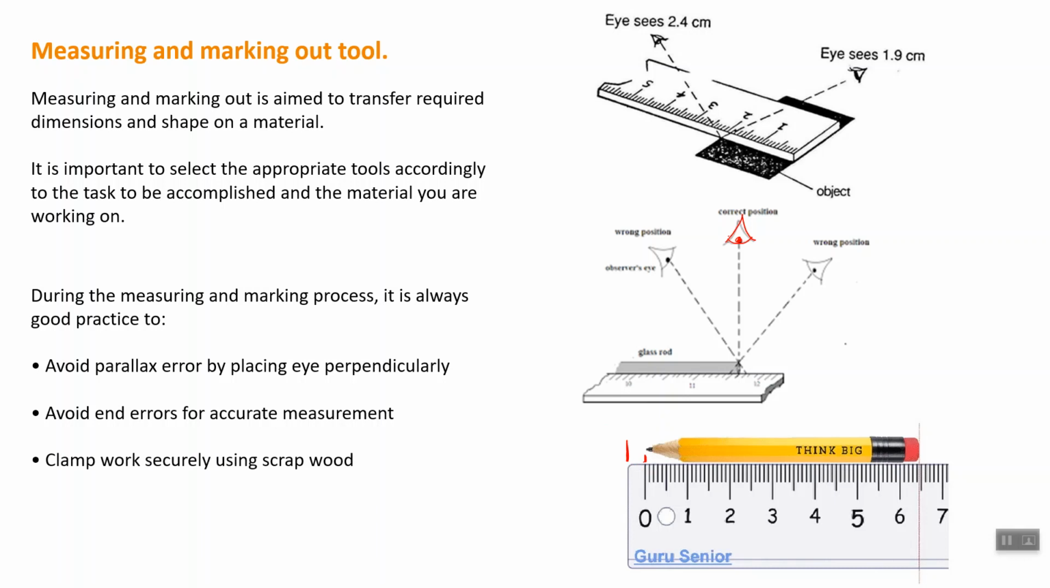So next, clamp works securely using scrap wood. Some materials have to be clamped, so that they are held firmly before starting to measure, because if it moves, the reading might not be good. Okay, so clamp your work securely using scrap wood before measuring the material.